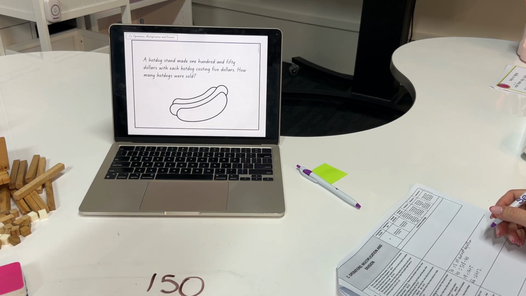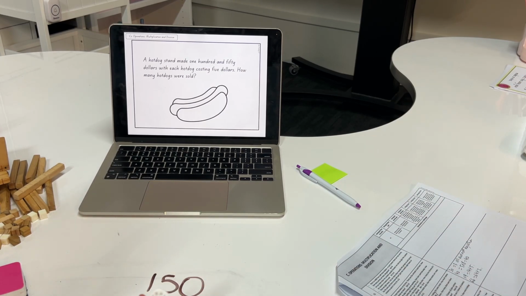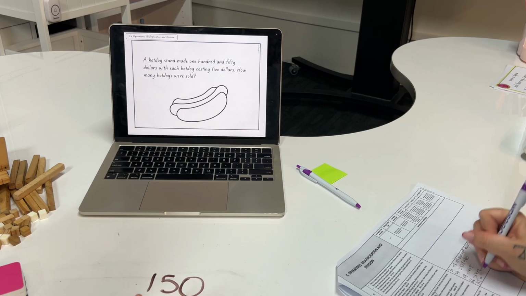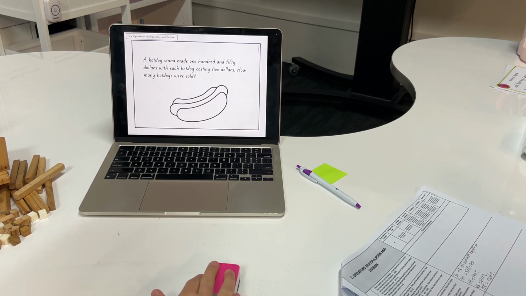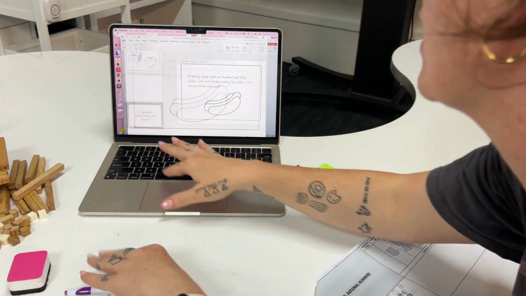I don't know. Not sure? You've got 150 and you've got 5. 155. You think 155? How'd you get that? 150 plus 5. Okay, awesome, great job. All right, we're going to move on to the last part here, which is our fractions.